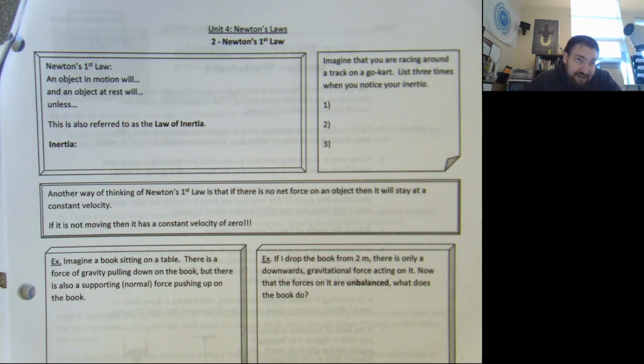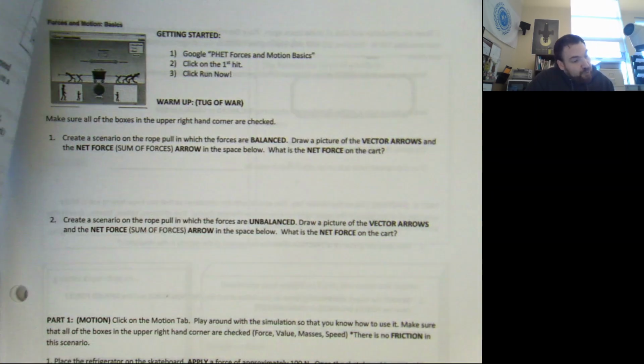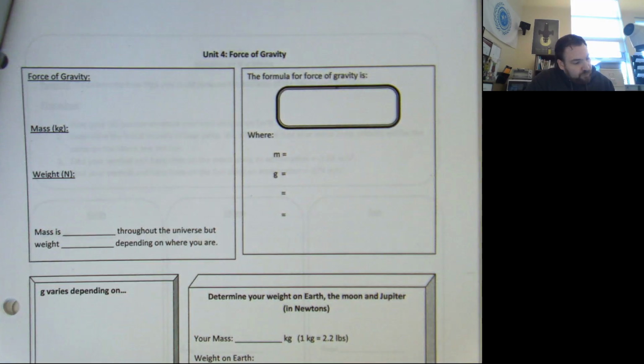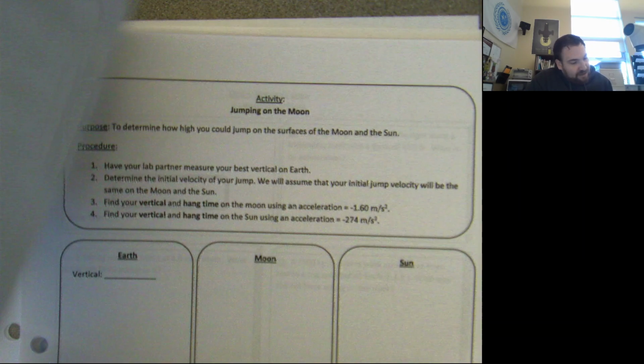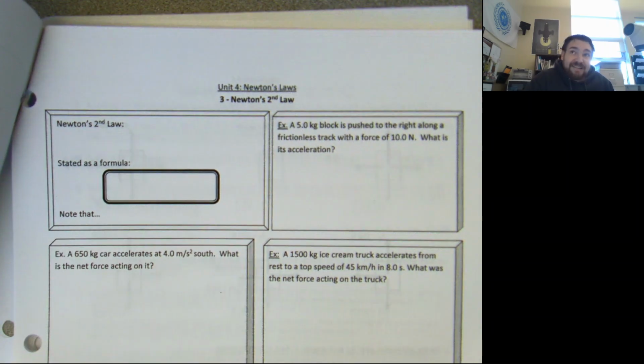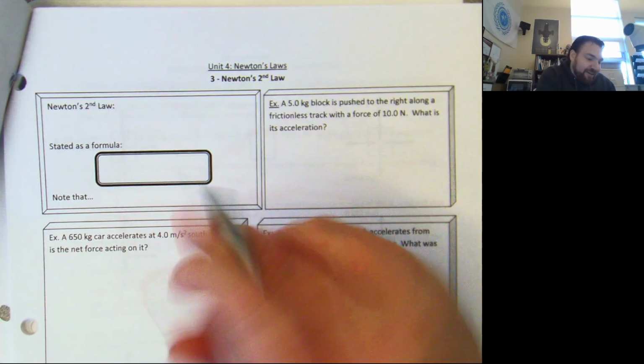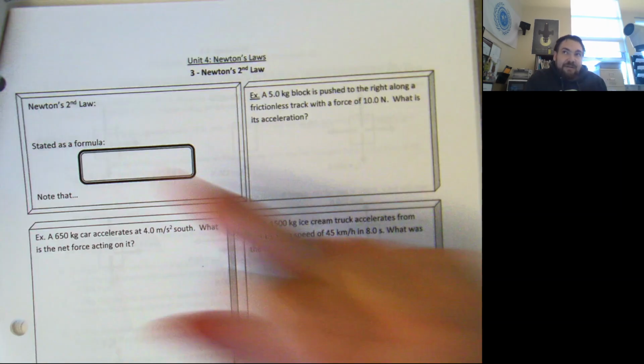We have blanks to fill in, and F net equals ma doesn't fit here. F net equals ma, I think, is actually law number 2. Where's law number 2? This box right here is F net equals ma.